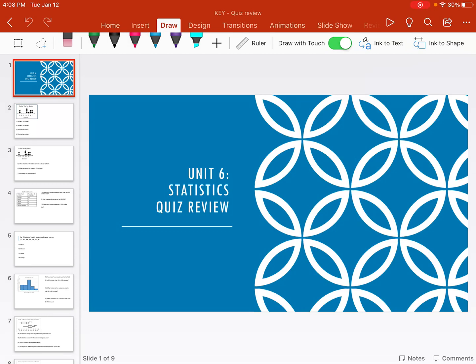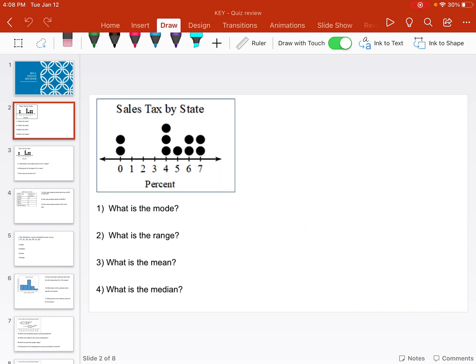Hey guys, we're going to go over the quiz review for statistics. So let's go to slide 2. This is a dot plot. We're going to find our mean, median, mode, and range from here. So remember, for mode, it's the number that repeated the most often. So in a dot plot, that's really easy.